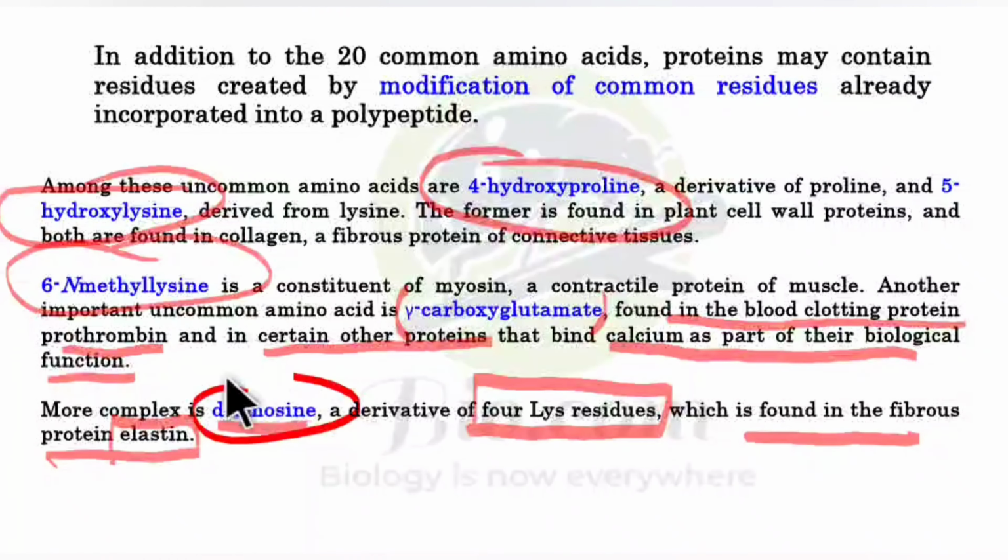carboxyglutamate and desmosine. This can be asked in different patterns, like which amino acid it is derived from, and its important function can also be asked. So you have to remember the non-standard amino acids also.